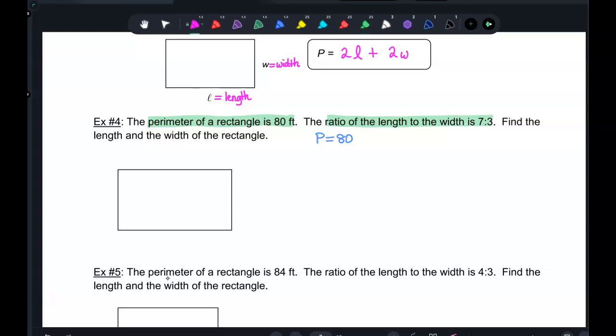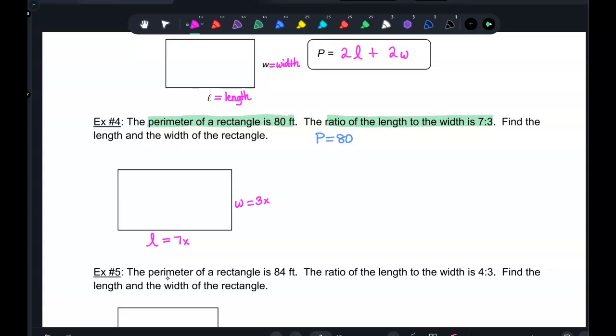What do you think? So here's the length, here's the width. Remember what we did on the previous page? 7x and 3x. We're going to make one of them 7x, one of them 3x. Which one are we going to make 7x? Okay, it says length to the width. So length is going to be 7x. And width is going to be 3x.